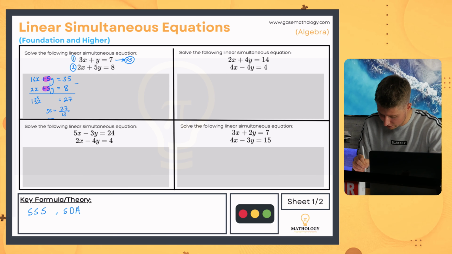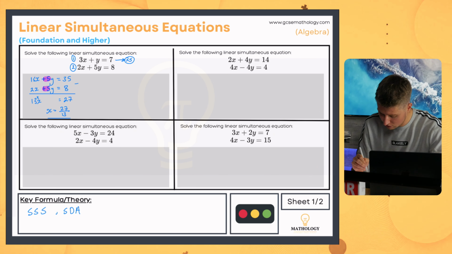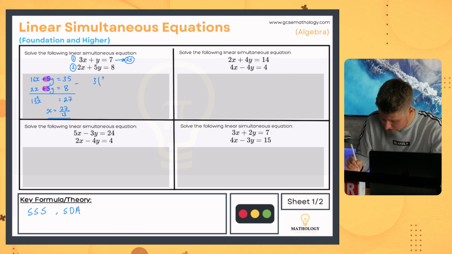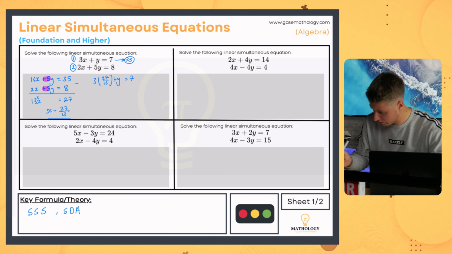Now this is the value for x. We also need to get the value for y when we're doing simultaneous equations. So we need to substitute this value back into either equation 1 or equation 2. So I'm going to choose equation 1. So we've got 3 multiplied by x. X in this case is 27 over 13 plus y, and this is equal to 7.